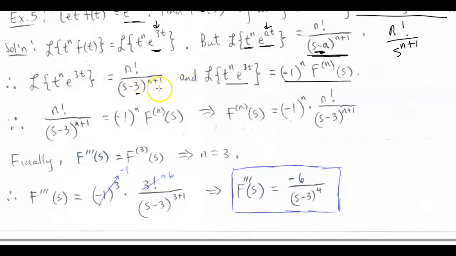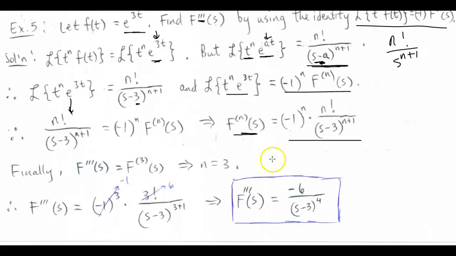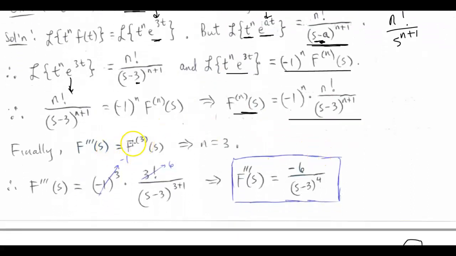So once we're here, we know that this expression, n factorial divided by s minus 3 raised to the n plus 1, is going to be equal to this. And we know because of that, the nth derivative is just going to be this. And again, the only thing that's really different is whether it's going to be negative or positive. Well, the 3, which corresponds to the order of our derivative, takes care of that. And so once we plug in that 3 here, here, and here, then we'll see exactly what we're supposed to get.